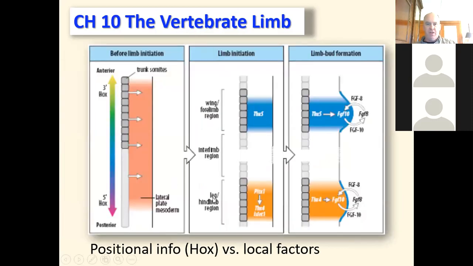And then if you're down here further, you've got Hox genes 8, 9, and 10 being expressed, and that causes TBX4. TBX4 is going to cause the same thing to happen over here, but this is definitely going to be leg and not wing.